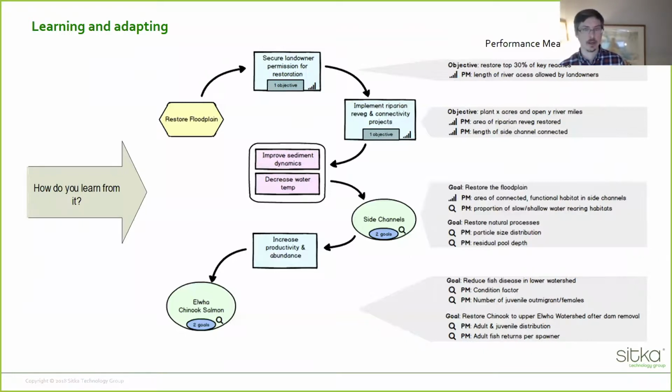So for our example here, a performance measure is length of river access allowed by landowners for securing landowner permission and restoration. Another one is area of connected functional habitat and side channels. That's one we can calculate from the acquisitions that we've completed. More complex performance measures that take longer to develop and are outcome oriented, for example, would be number of juvenile outmigrants and females to indicate how we're doing against the goal of reducing fish disease in the lower watershed.